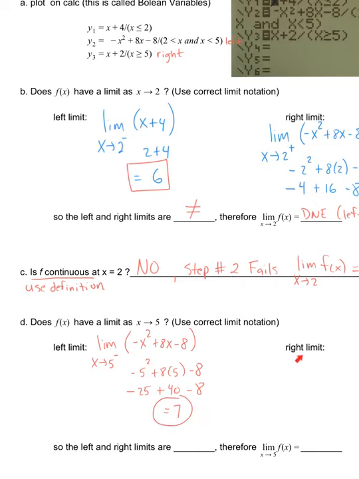Now let's go over and do the right limit. So the limit as x approaches 5 from the right, we use our right function to the right of 5, which was x plus 2. Now we have a limit problem. Now we can do direct substitution. 5 plus 2 is equal to 7. My right limit is 7. So now in this case, the left and the right limits are equal. And it's a good date. So therefore, the limit as x approaches 5, plain old 5, is also equal to 7.